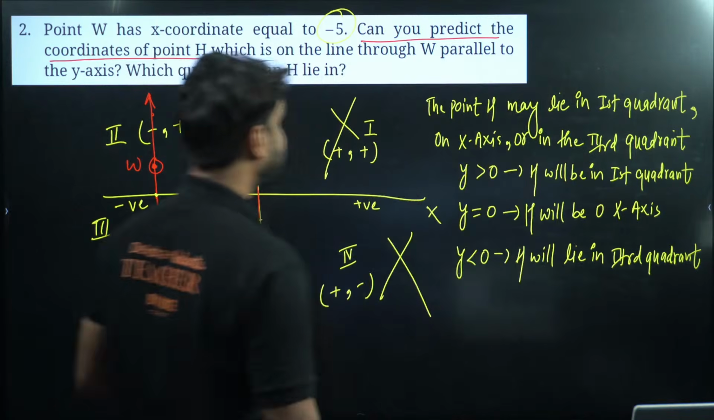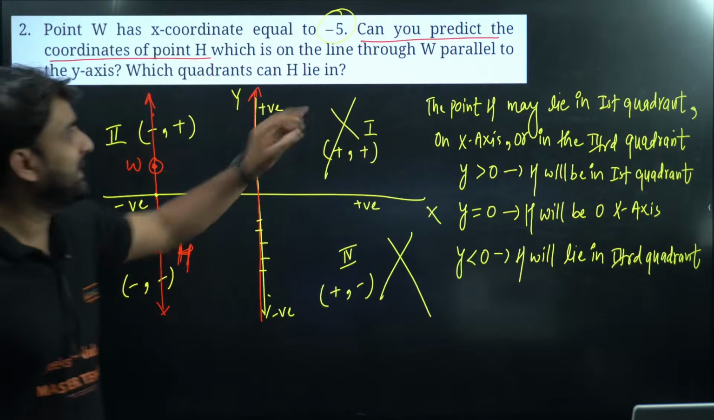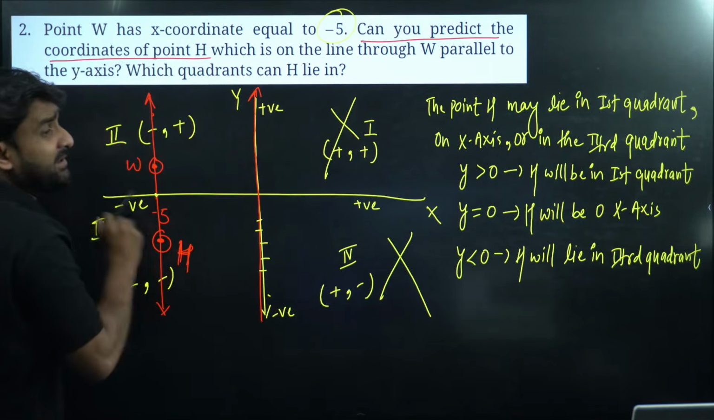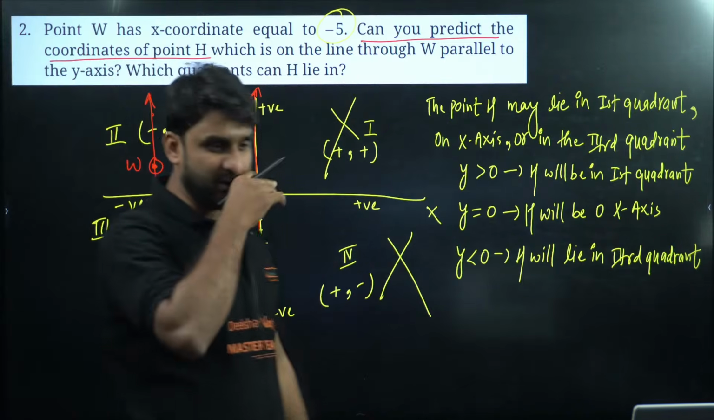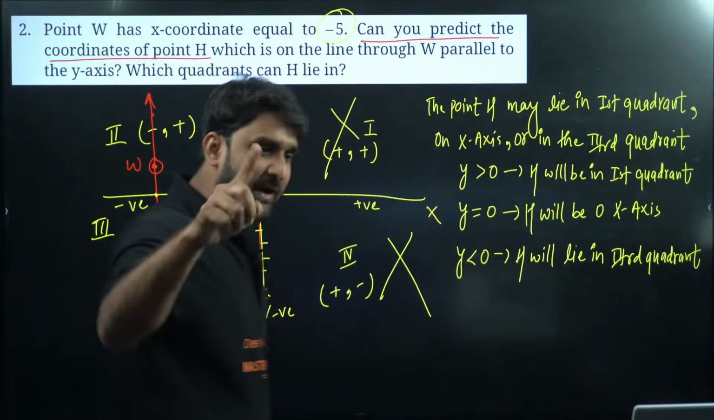Moving to next. I hope this question is clear to you, everyone. Right? So we cannot predict the exact position of H. H may lie in the first quadrant, H may lie on the x-axis, and H may lie in the third quadrant also. Right? Okay. Should I move ahead to the next question, everyone?